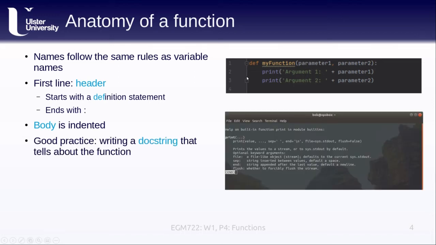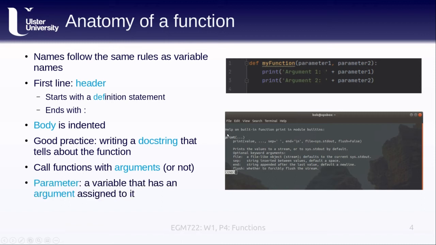It's good practice to write something called a docstring, or a document string, that tells us a bit more about the function. So what it does, how to call it, what the different parameters are, what the default parameters are, and so on. We can also call functions with arguments, like I said, or not, depending on how we're using them. So these are things that we can keep in mind as we're writing functions.